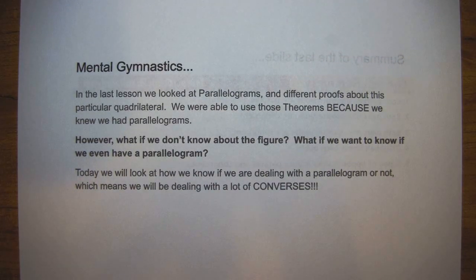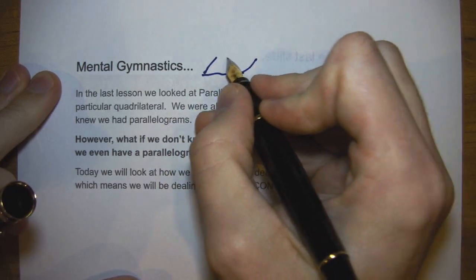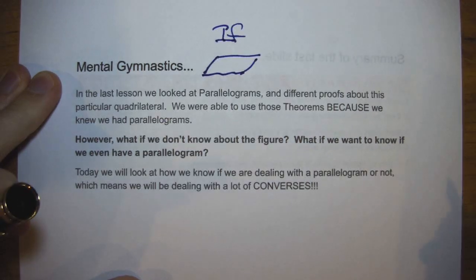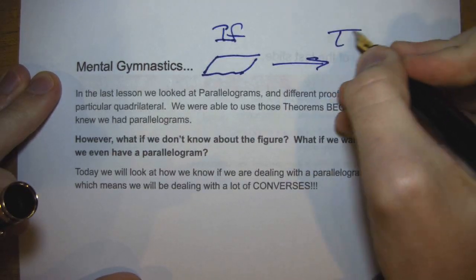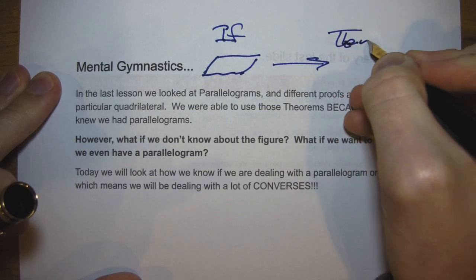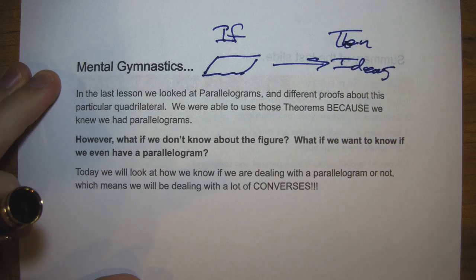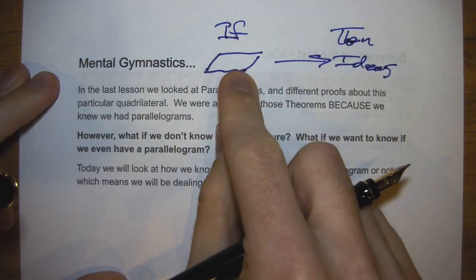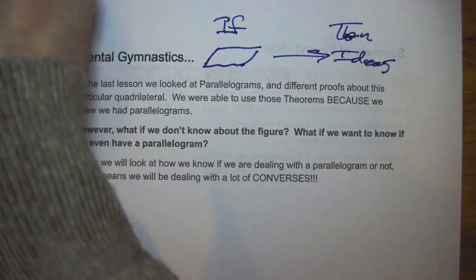Here's the deal. We were looking at this idea of we have a parallelogram, right? So like our if statements with some of the proofs and things we did on our last lesson. And then because of that, we were able to prove different ideas that we had about our parallelogram, right? Today, though, what if we don't know about this figure? What if we don't know that it's actually a parallelogram? And that's going to be the difference.